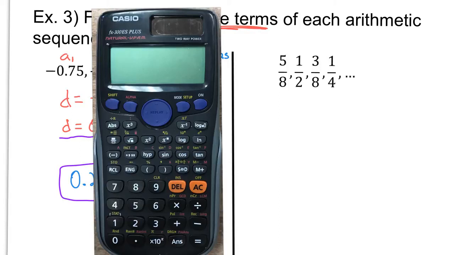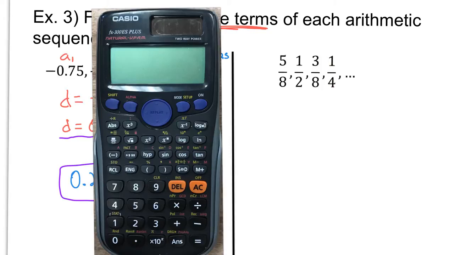The Casio calculator has a button for fractions, which is on the top of the negative. So here's the fraction button. You guys have a fraction with the empty box and a white box on the top. So when you want to make a fraction, you press on this button, and then you just have to fill in the top and the bottom. So we have 5 over 8, 1/2, 3 over 8, and 1 over 4.